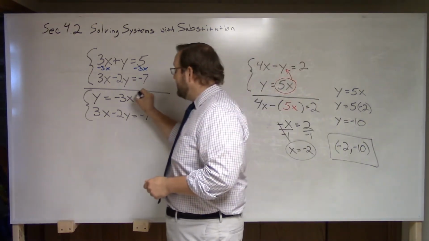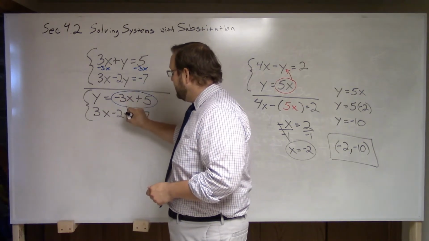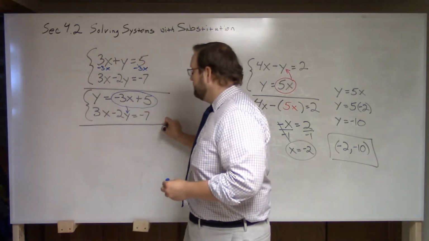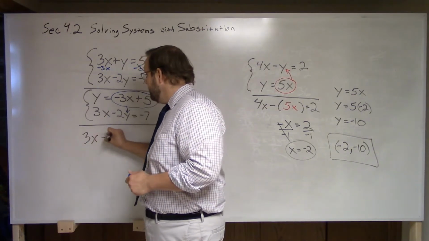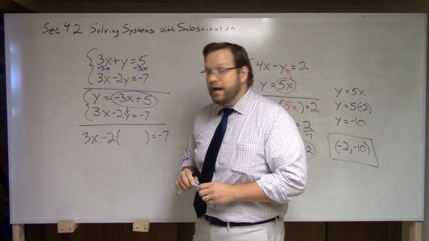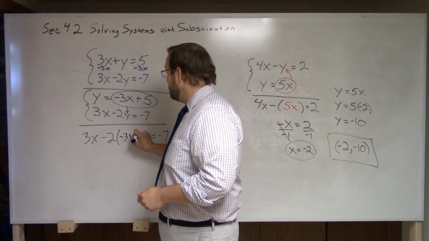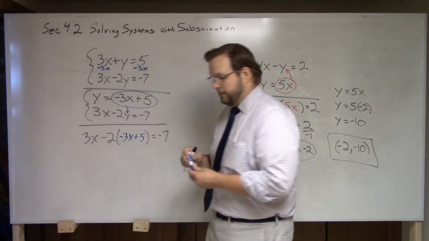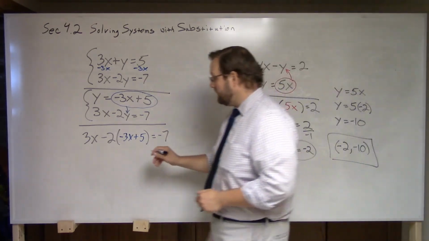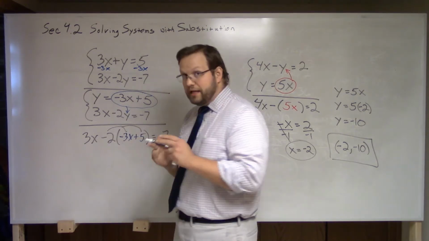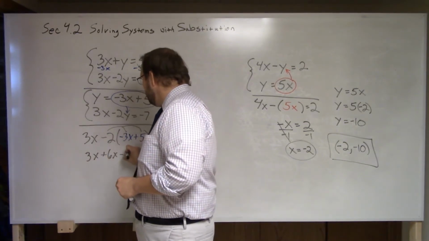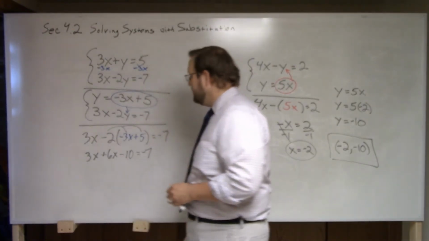So I'm going to take this expression here and plug it in for the y in the other equation. What that gives me is 3x minus 2y equals negative 7. But instead of y, I'm going to say negative 3x plus 5. Now I solve. So I'm going to distribute a negative 2, be careful with the negative, and that gives me 3x plus 6x minus 10 equals negative 7.